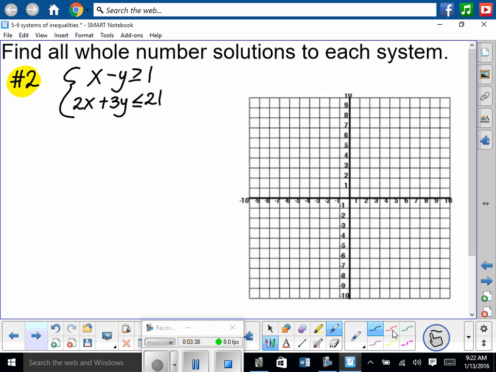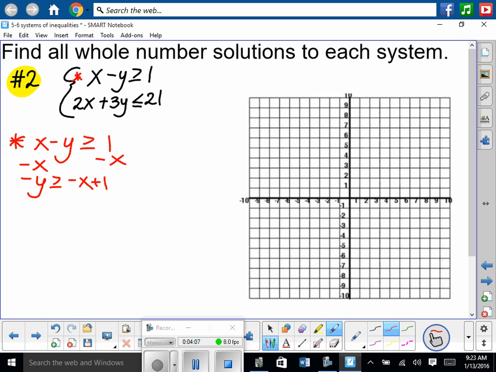So first of all, we do need to write each of these in graphing form. So I'm going to focus on this top, I'm going to come down here, and I'm going to write it in graphing form. So once again, these are linear, so it's y equals mx plus b form. So first of all, I'm getting y alone, so I'm going to subtract x from both sides. I'm going to put it in graphing form, so I have right now negative y is greater than or equal to negative x plus 1.